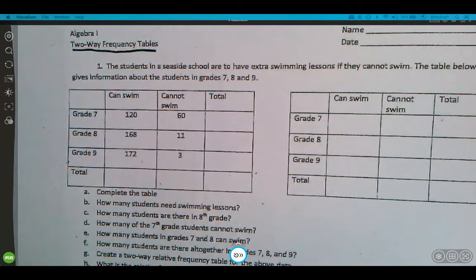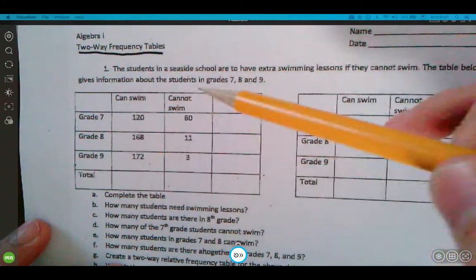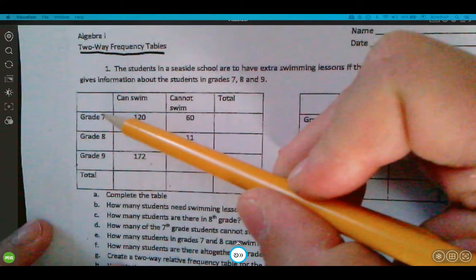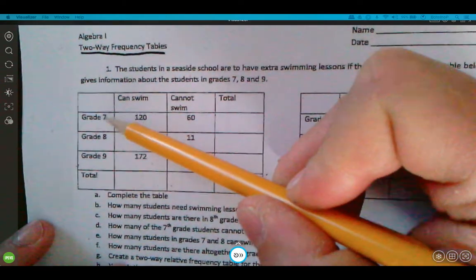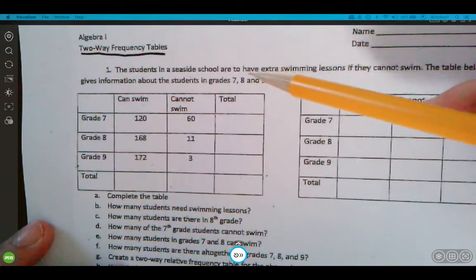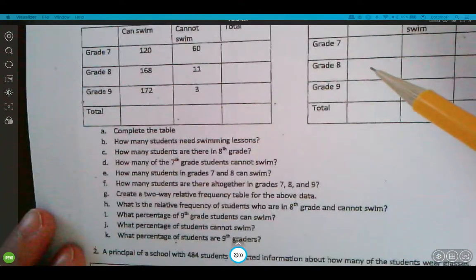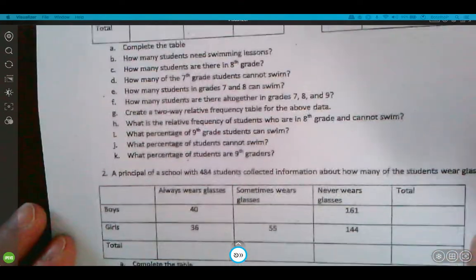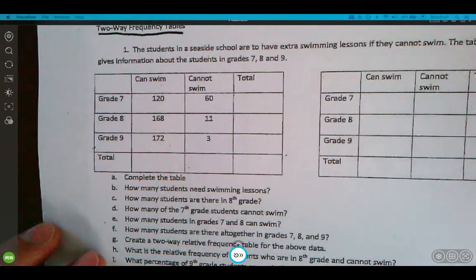So this is a two-way table, almost like a three-way table because it's a 3x2 table, I guess you could say, because we're looking at 7th, 8th, and 9th graders that can swim or cannot swim. Okay, let's go through this together. We'll go all the way up to K, and then we'll see what we'll do with the bottom half. The first question is to complete the two-way table.